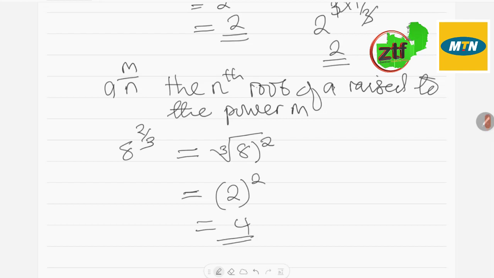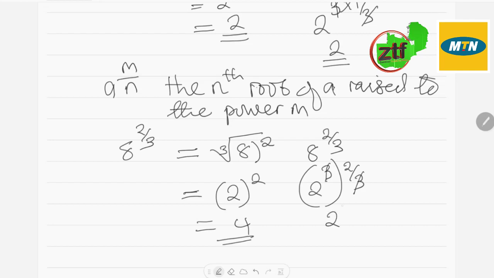Alternatively, you can work it out like this: 8 to the power 2 over 3. This 8 can be expressed as 2 to the power 3, then 2 over 3. Then you can see that here we are multiplying, so 3 and 3 here eliminate.